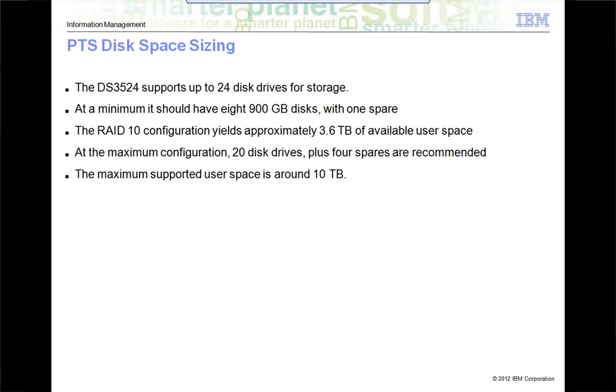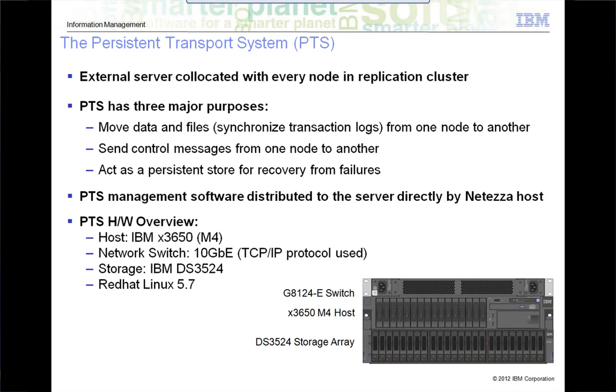At the maximum configuration, it is recommended we have 20 active disks plus four spare disks. At that maximum configuration, we have 10 terabytes of usable space. So that is about the disk sizing. But of course, the whole configuration and installation of the host, switch, and disks should be handled by an installation team. So before the services folks get in there, all this should be configured with partitions and operating system and the gigabit switch and whatnot, and the connection between the Netezza appliance and the PTS server. This switch needs to be used only for this PTS server and not for any other purposes. Okay.